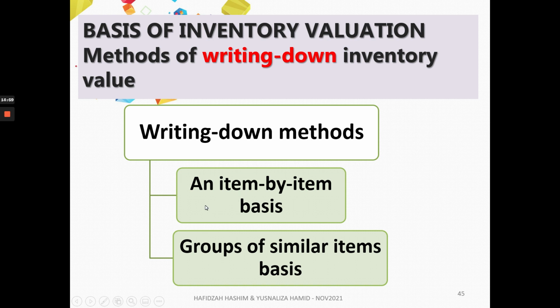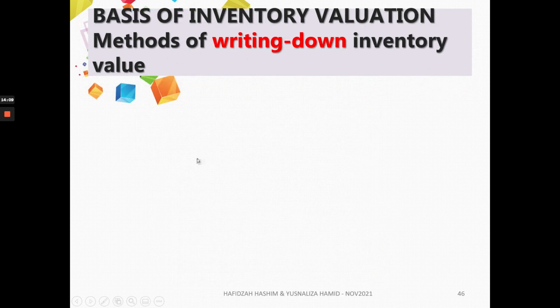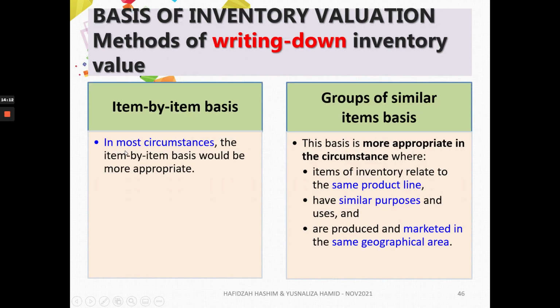There is the first one, an item by item basis, and the second one is group of similar item basis. We shall illustrate this in an example, but before that, let us look at the explanation of those bases. An item by item basis is normally used, as in most circumstances it is the more appropriate one, but it might be tedious somehow.